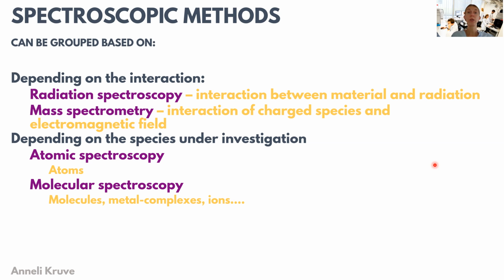And as said before, we can also divide these spectroscopies depending on if we are dealing with atoms or with molecules. This is applicable both for radiation spectroscopy, where we can have atomic and molecular radiation spectroscopy, but also for mass spectrometry, where we can deal with atoms as well as with molecules. And with molecules, we have to think very broadly here. This is not only neutral molecules, but these can also be metal complexes with neutral molecules or with ionic molecules, as well as ions. So molecular ions also belong to molecular spectroscopy.